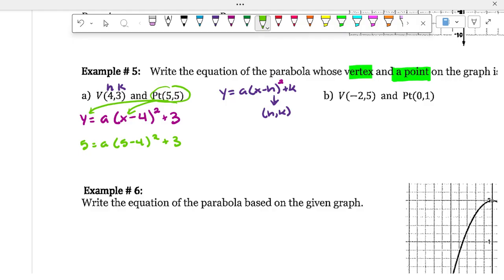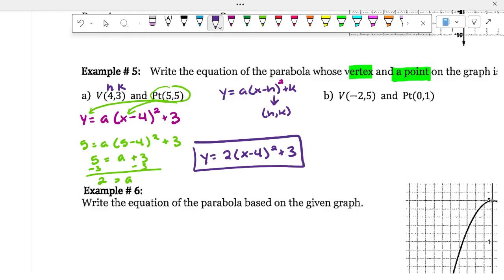What's 5 minus 4? 1. What's 1 squared? 1. So I have a plus 3, because 1 times a is a. How do I solve for a? Subtract the 3. So my a value is equal to 2. So my full equation is y is equal to 2 times (x minus 4)² plus 3. Now, I wish there was a Desmos way for you guys to do that, but unfortunately, the Desmos way would give it to you in standard form, and I would want that in vertex form.